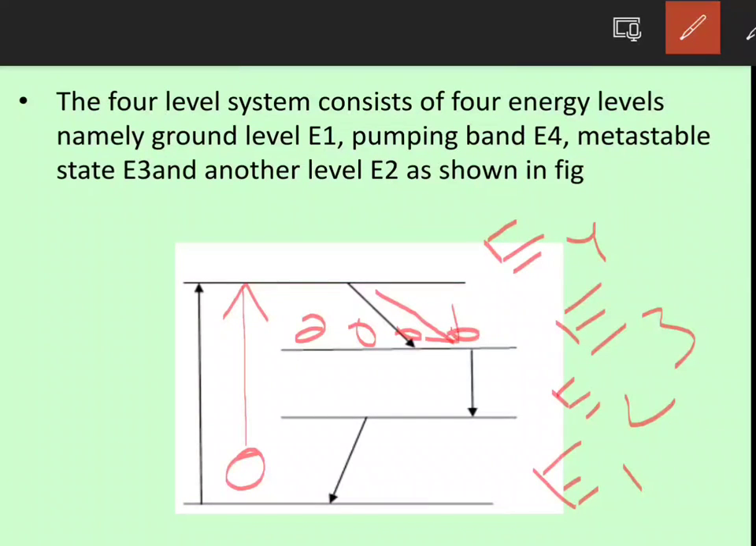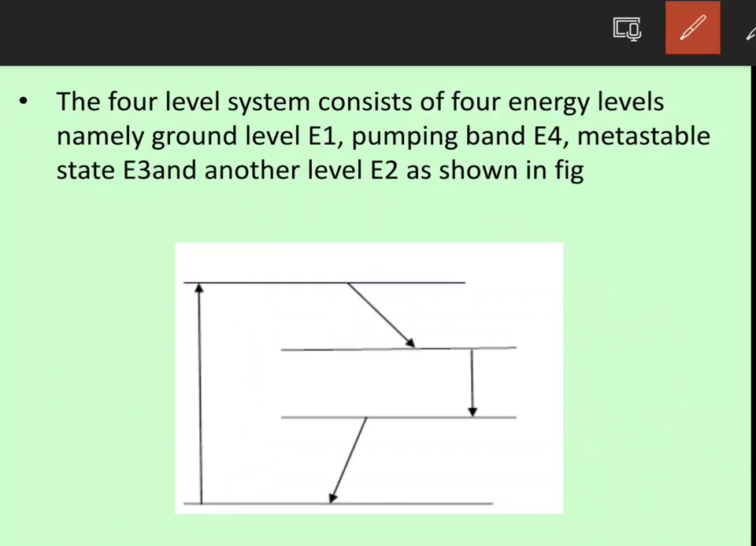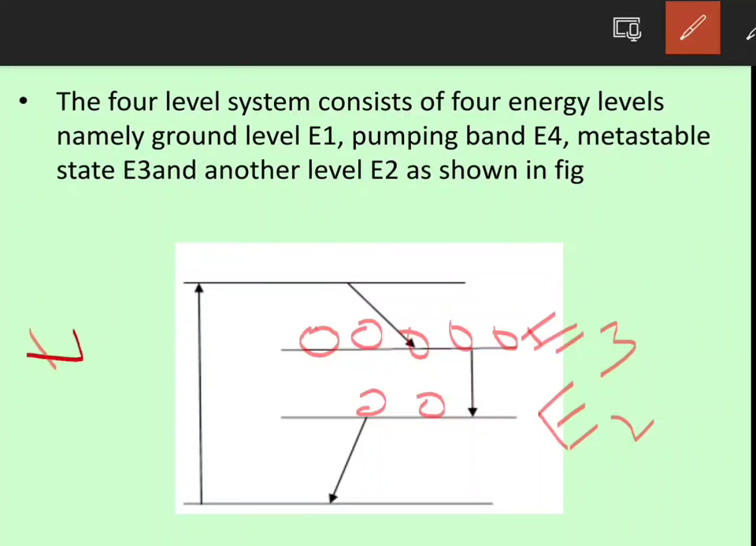So due to this transition, a photon of energy is emitted, but it is a non-radiative transition. Here at the E3 level, more atoms are there as compared with the E2 level. So automatically a population inversion case exists, that is N3 is greater than N2. This is the condition for obtaining a population inversion.